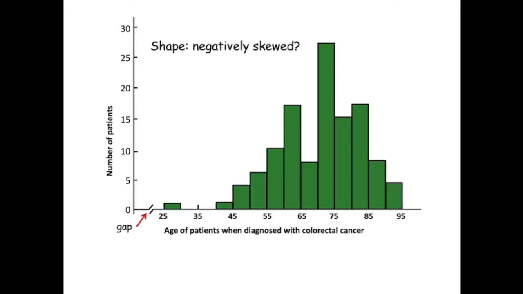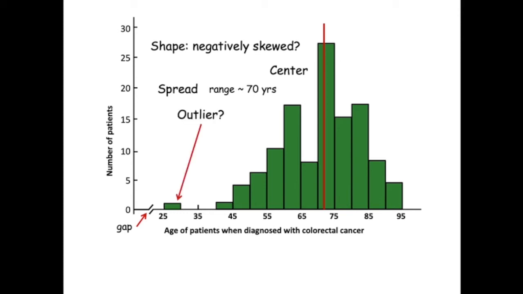This distribution appears to be negatively skewed. The middle might be around here, and the range is about 70 years. This score may be an outlier.